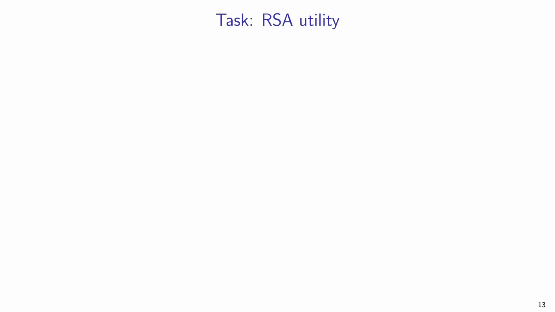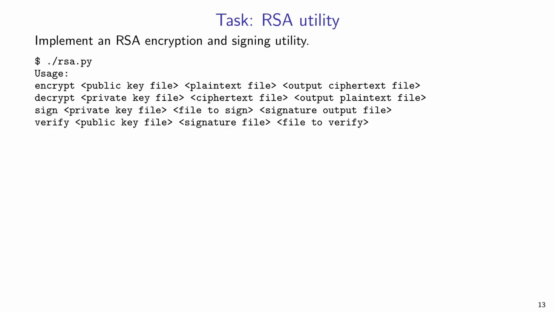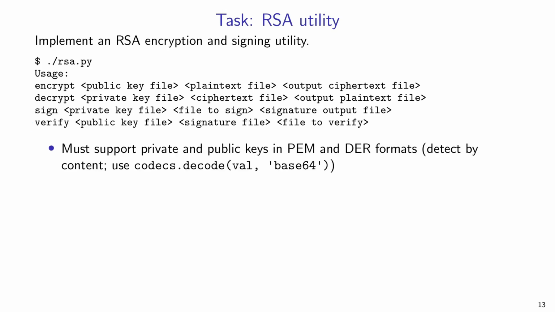Before discussing other topics of this lecture, let's discuss the homework task, which is to implement an RSA encryption and signing utility. So there are 4 possible modes in which it can be run: encrypt, decrypt, sign, and verify. The utility must support private and public keys in PEM and DER formats. The file format should be detected by content. If the file starts with a PEM header, remove the header and footer and decode the base64 data. If it does not start with a PEM header, you can assume that the contents are already in DER format.